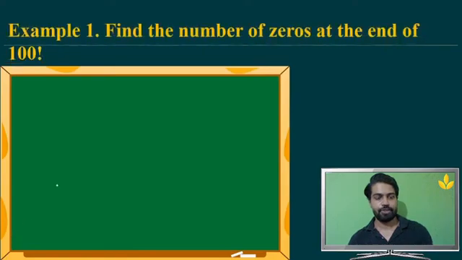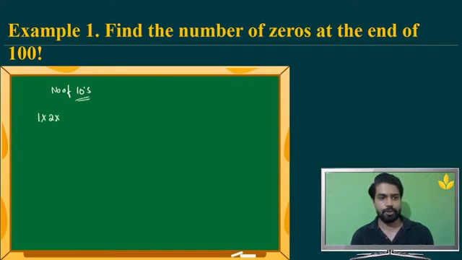The first question: find the number of zeros at the end of 100 factorial. To find the number of zeros, I need to find the number of tens. How many tens are there in 100 factorial? 100 factorial means 1 into 2 into 3, so I'll have 10 here, then 20 somewhere, and then 30. Till 100 we have multiplied, right? How many tens are there?